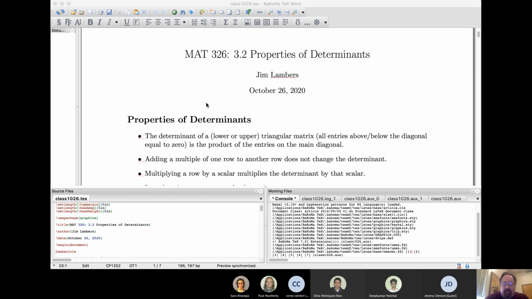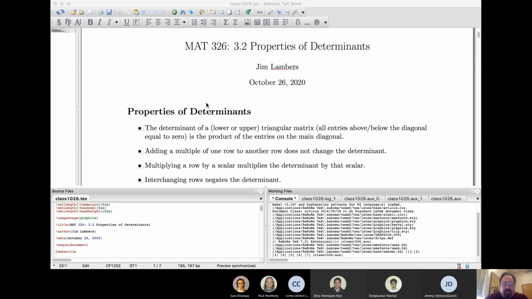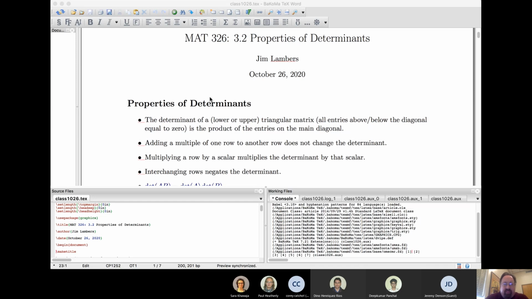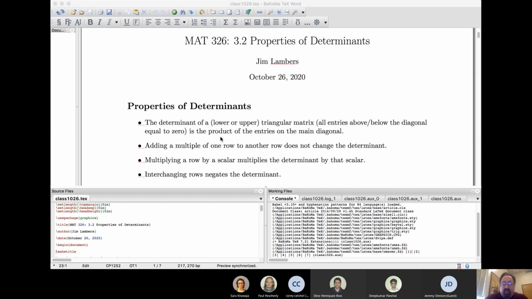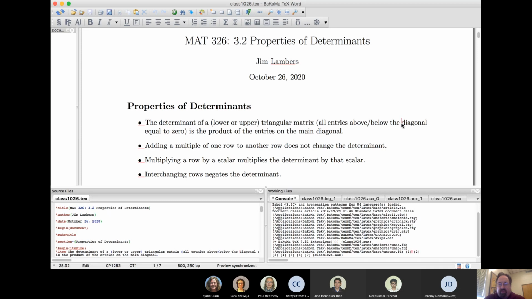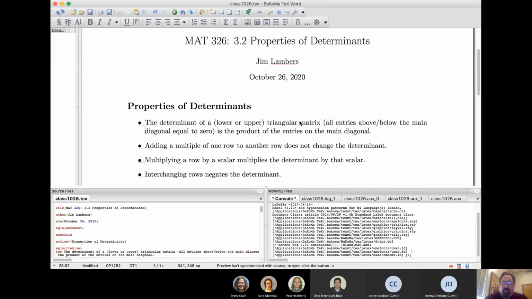First, I'm going to quickly review certain aspects of computing determinants and certain properties that they have that are helpful towards computing determinants. First, if we have a matrix that is triangular in any way, so lower triangular or upper triangular. Lower triangular means that all the entries above the main diagonal are 0. Or if it's upper triangular, then all the entries below the main diagonal are equal to 0.